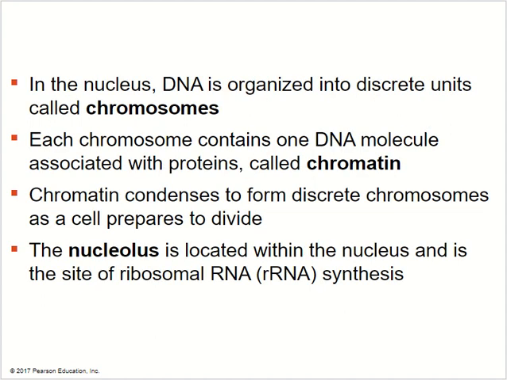In the nucleus, DNA is organized into discrete units called chromosomes. Each chromosome contains one DNA molecule associated with proteins, called chromatin. Chromatin condenses to form discrete chromosomes as a cell prepares to divide. The nucleolus is located within the nucleus and is the site of ribosomal RNA synthesis, or the production of rRNA.